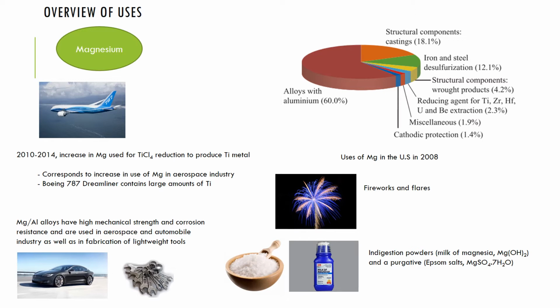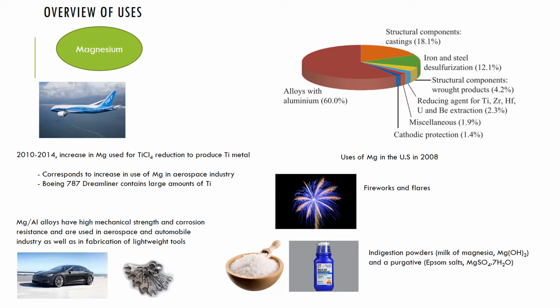Magnesium is quite heavily used in the aerospace industry because it's used for reducing TiCl4 to produce titanium metal. From 2010 to 2014, there was a huge increase in the use of magnesium for this purpose. And the relatively new Boeing 787 Dreamliner contains large amounts of titanium that have been produced using magnesium for reduction.